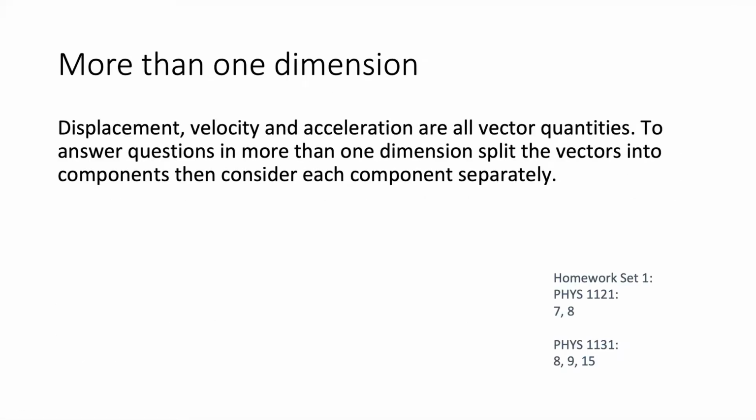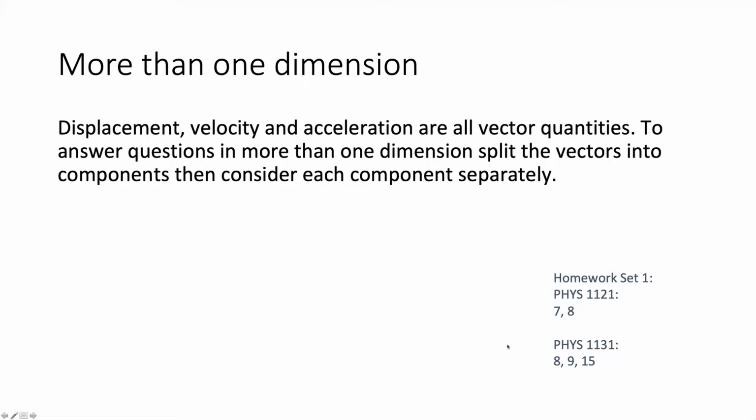So now we're going to be looking at more than one dimension. Displacement, velocity, and acceleration are all vector quantities. So to answer questions when there's more than one dimension involved, we need to split the vectors into their components and consider each of these components separately. To practice doing this, homework set 1 for Phys 1121, questions 7 and 8, and for 1131, questions 8, 9, and 15.